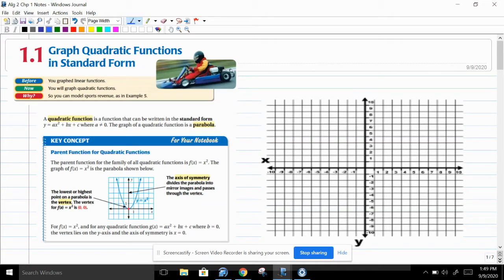Okay, everyone, so section 1.1, graphing quadratic functions in standard form. Okay, we're talking algebra 2 here. All right, so this first page is just some basics on graphing parabolas in standard form.